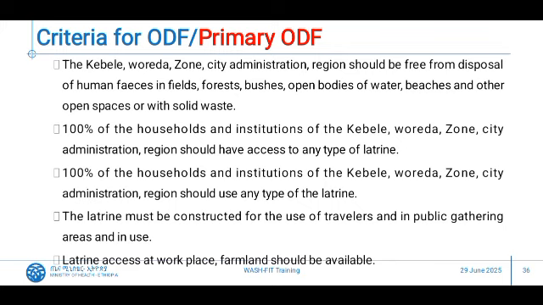100% of the households and institutions of the Kabale, Warada, zone, city administration region should use any type of latrine. Latrines must be constructed for the use of travelers and in public gathering areas, and used. Latrine access at workplaces and farmland should be available.